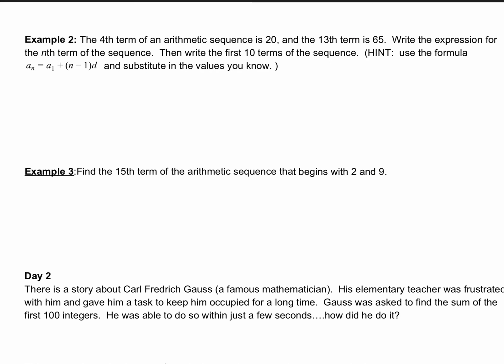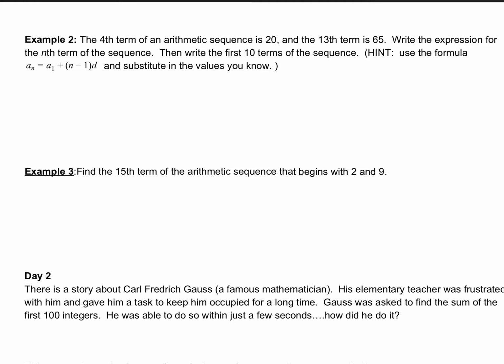So this will be a little bit different. We have the fourth term of an arithmetic sequence is 20, and the 13th term is 65. So now we've got a big gap in between. We want to try to write the expression for the nth term of the sequence and then write the first 10 terms of the sequence. So we're going to substitute in some values into this expression to help us solve this problem.